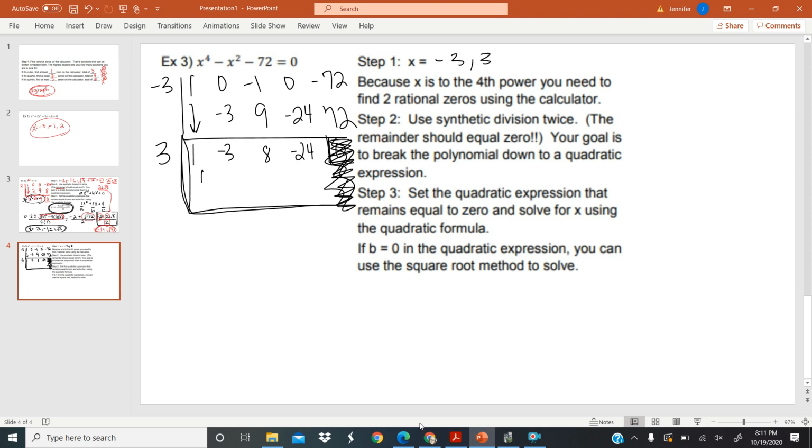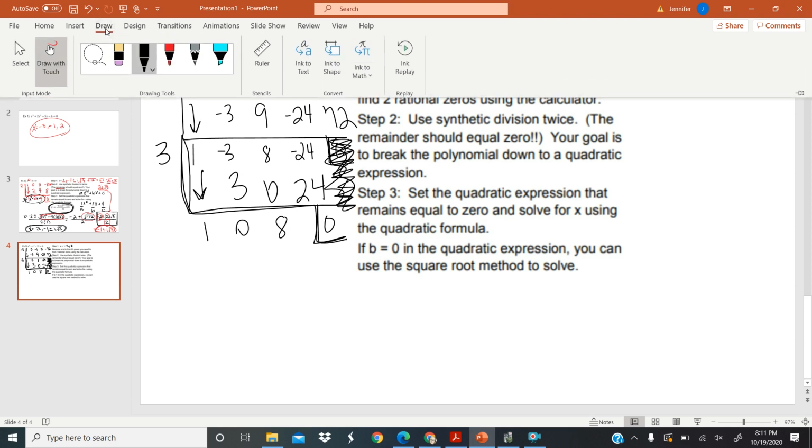So now I'm going to drag down my 1 again, multiply by 3, and we have a positive 3 here. Negative 3 plus 3 is 0, times 3 is 0 again. 8 plus 0 is 8. And then 3 times 8 is positive 24. Negative 24 plus positive 24 gives us our remainder of 0.